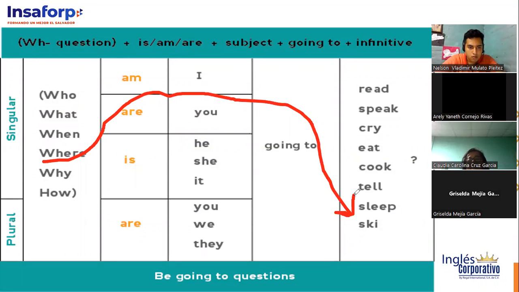¿Cuándo dijimos que vamos a utilizar where? Lugar. For places. Exactly, for places. Are you going to sleep on the sofa? Are you going to sleep on the bed? Are you going to sleep on the floor? On the bedroom. Okay, I'm going to sleep on the bed.